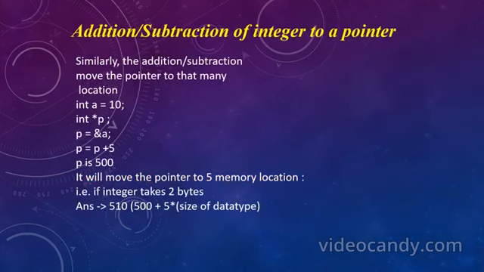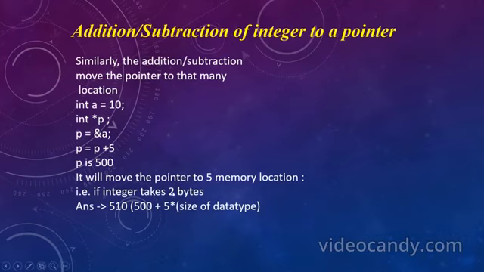Okay. Next is addition and subtraction of an integer to the pointer. So we have done the increment. Now we can add any integer value to a pointer. In this same example, if I say int a is equal to 10 and p is equal to p plus 5, what I am doing is adding 5 memory locations. I am not adding a 5. Keep in mind, I am not adding a 5.